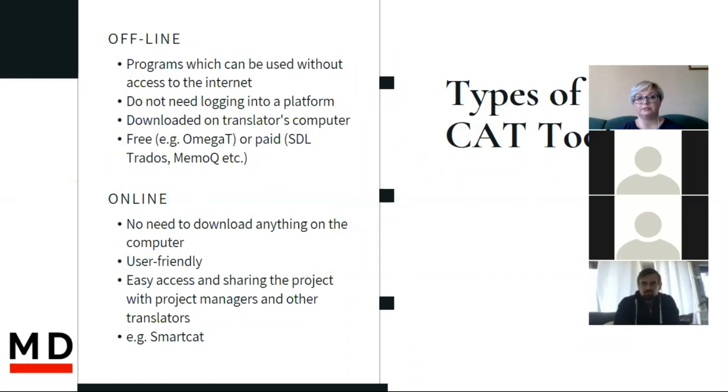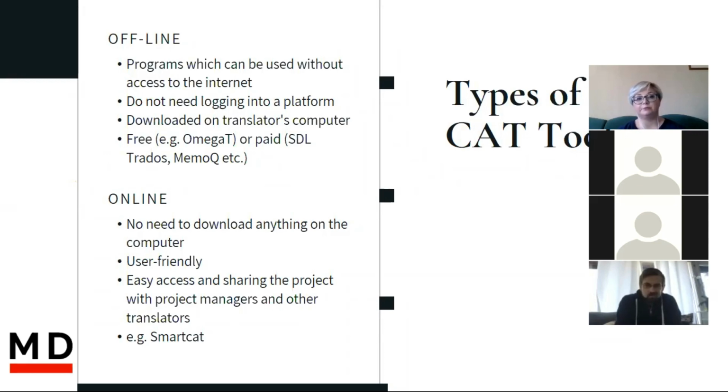Some tools are online, so there's no need to download anything. You just simply log into a platform and you can work from there. The interface is very user-friendly, so it's very easy to use even when you see it for the first time. It gives you easy access, easy sharing of the project with project managers and other translators. So for example, when you have to split the project and share it with a group of translators, it's easy to show some problematic passages or something like this.